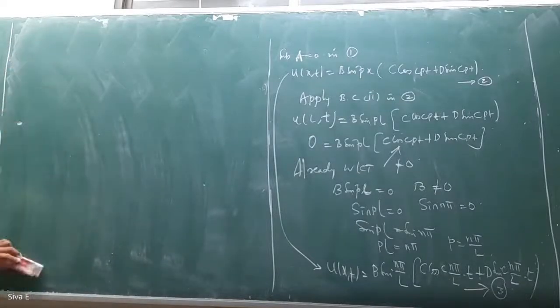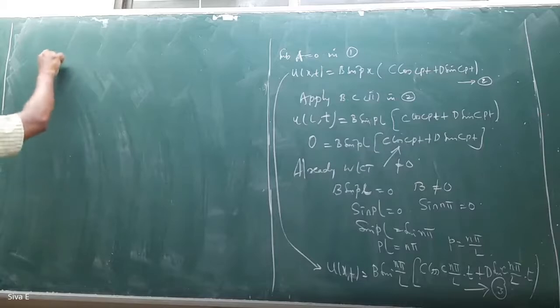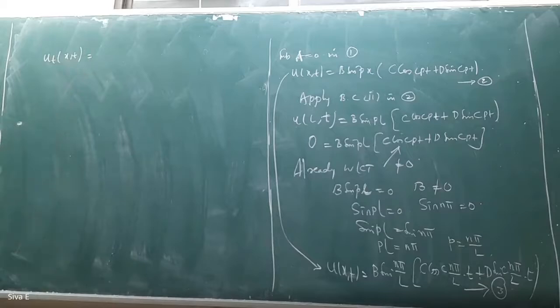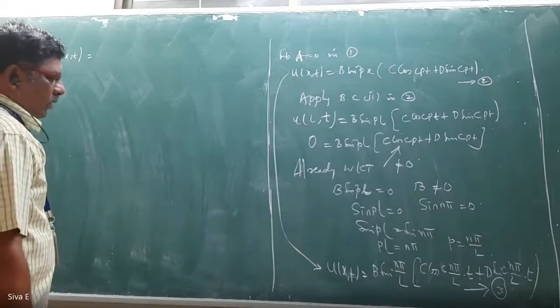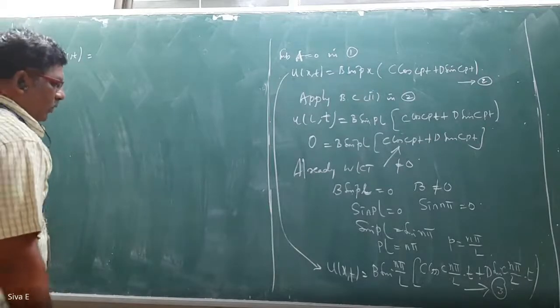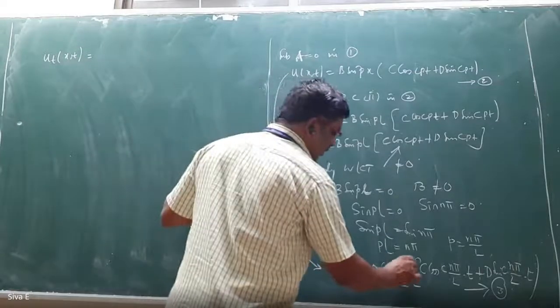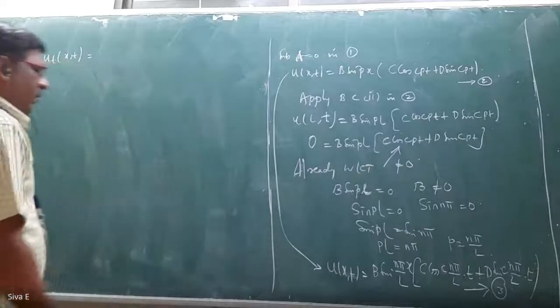How to apply the zero initial condition in this equation? What is the zero initial condition here? u_t. First we have to find u_t of x comma t. Then we can find u_t of x comma 0. First you have to find u_t of x comma t, which means ∂u/∂t. You are differentiating with respect to t. So b sin(nπx/L) should be there.